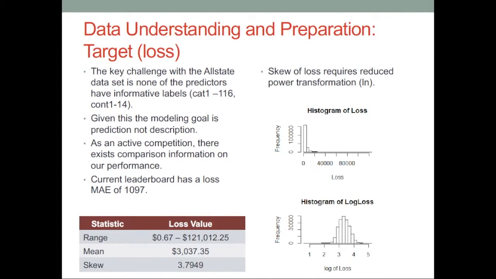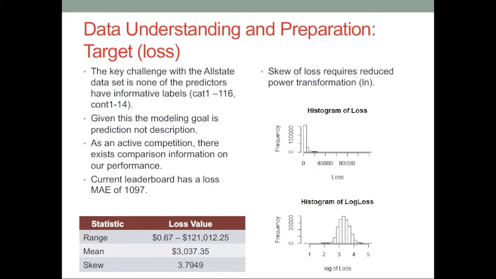The greatest challenge and novelty of this problem is that no domain knowledge can or will be available due to the lack of informative labels. As such, our modeling approach cannot focus on description, but must focus on prediction. Additionally, we can compare our models against others since this is an active Kaggle competition. Our success criteria for this project was an MAE below 1200. The current leaderboard has an MAE of 1097.